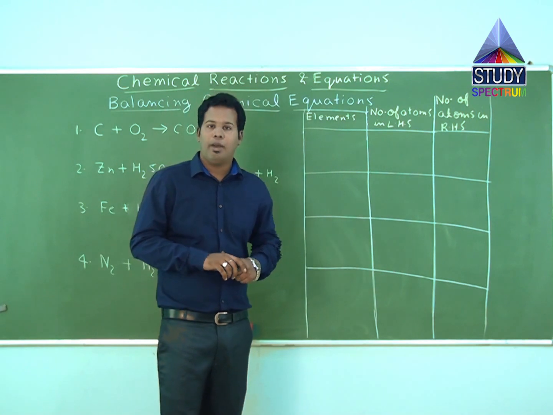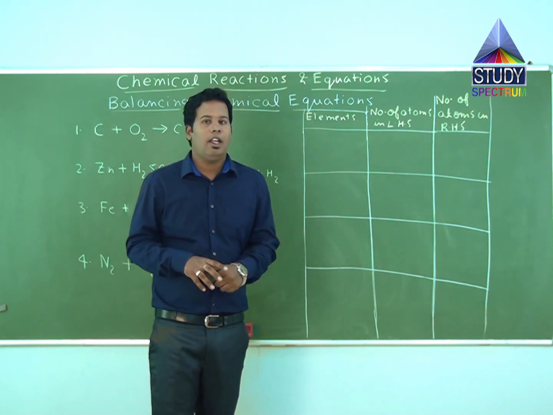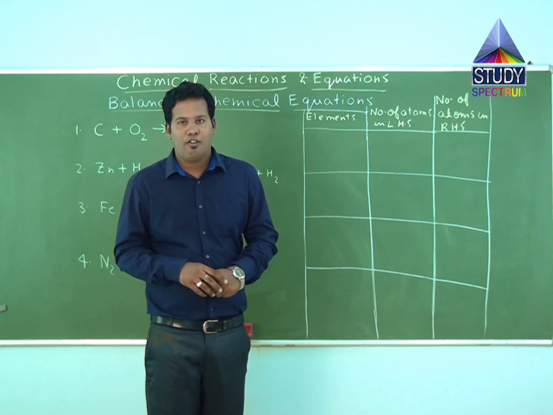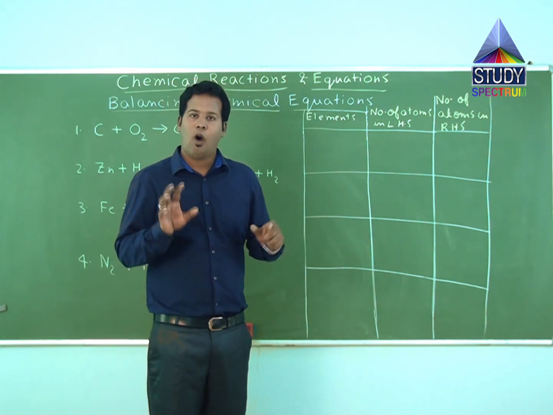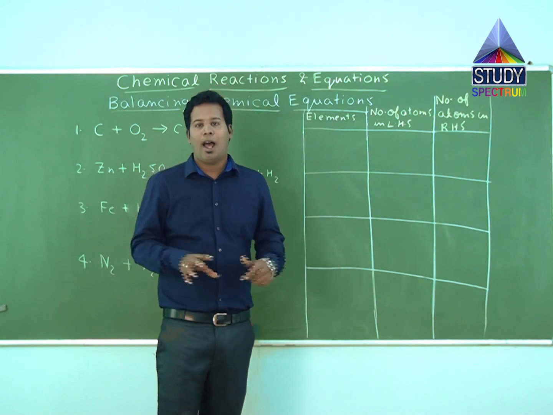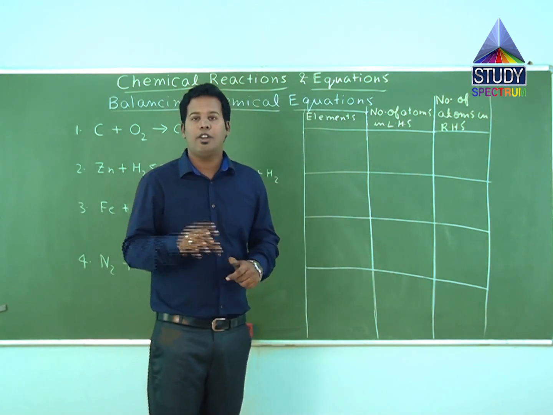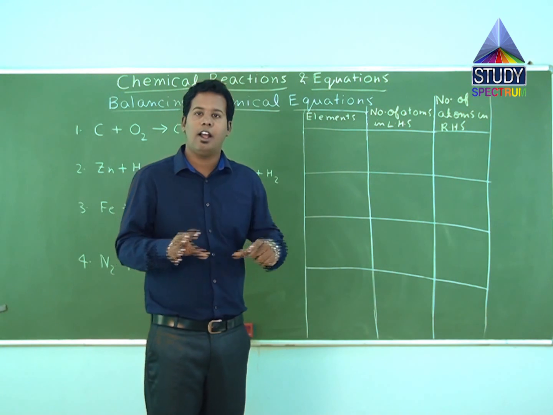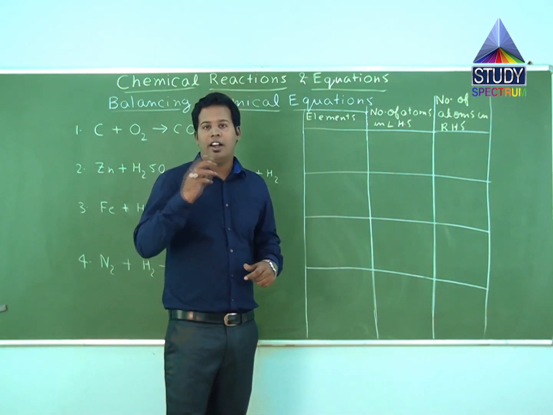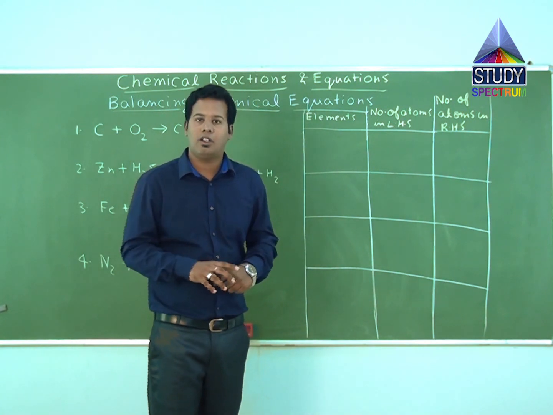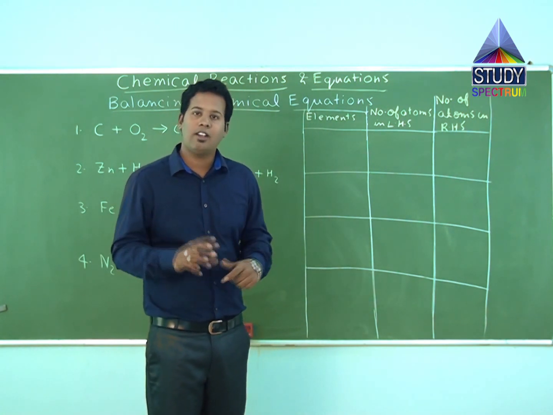Now, balancing a chemical equation not only includes conservation of mass, that is, mass of reactants should be equal to mass of products, but also a complete balanced equation should have the physical states of each reactant and product mentioned, and also if there are conditions required like temperature, pressure or presence of any catalyst, that should also be mentioned.